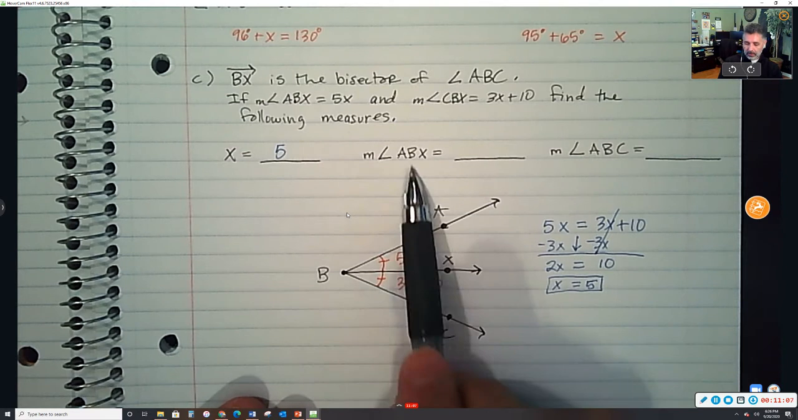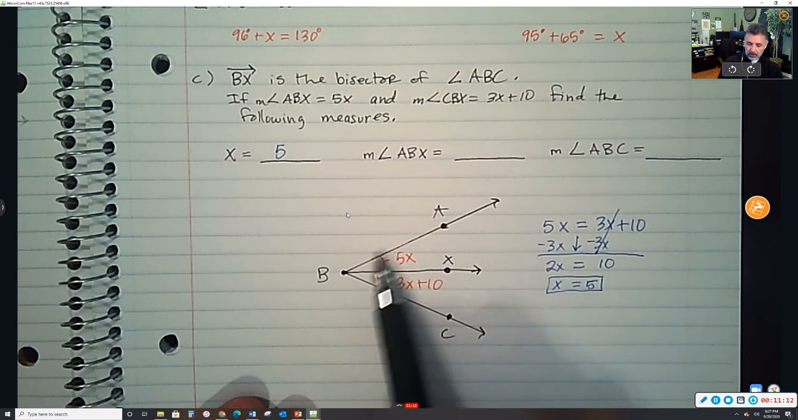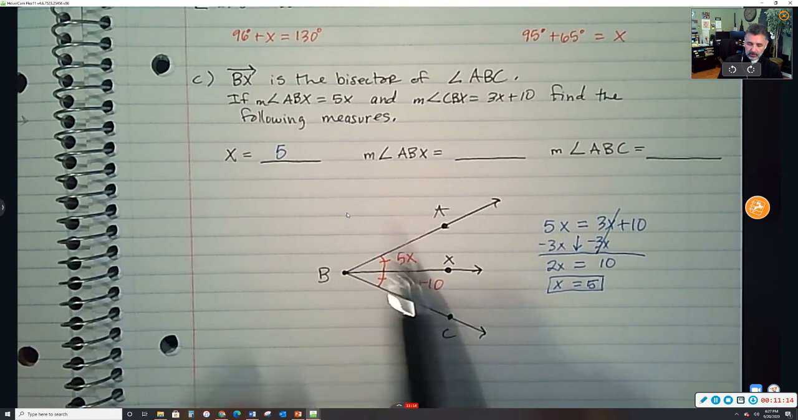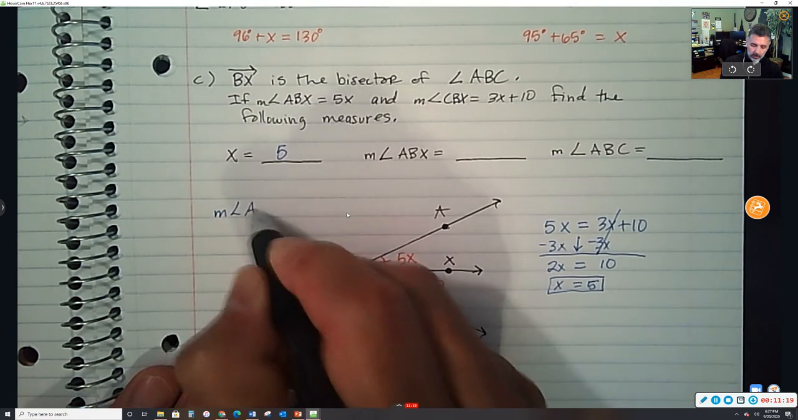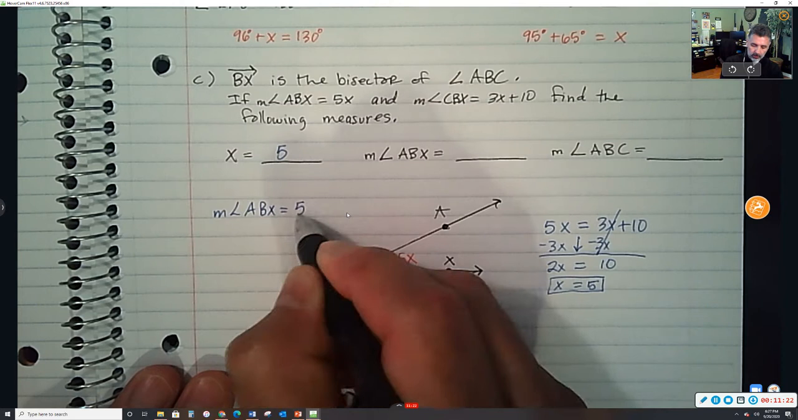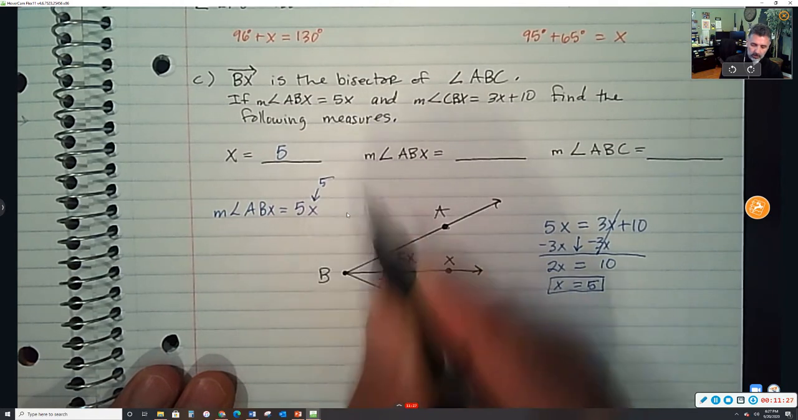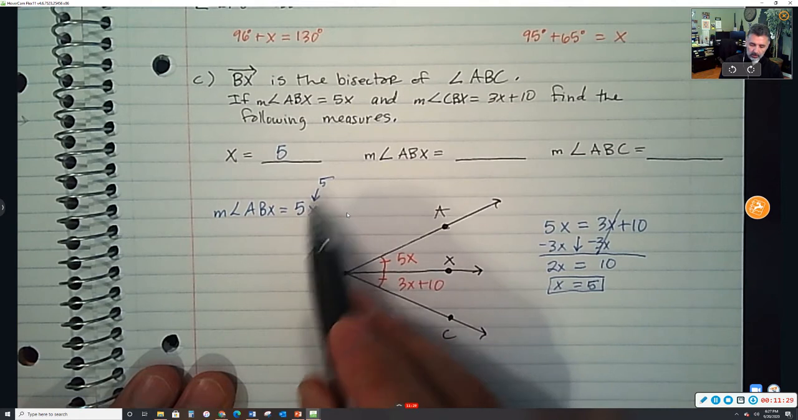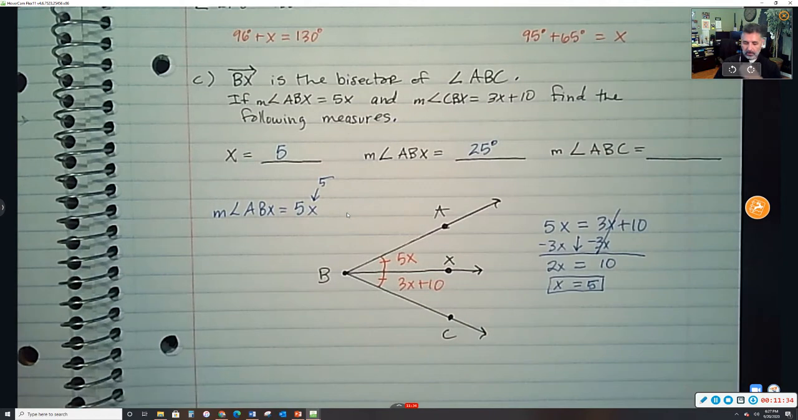And then it says find the measure of ABX. Well, I know ABX is 5x, right? It actually even says up here, the measure of angle ABX equals 5 times x. And I just figured out what x was. X is 5. So if I multiply these two, 5 times 5, I get 25. And it is degrees. That came up a couple lessons ago. Angles are measured in degrees.